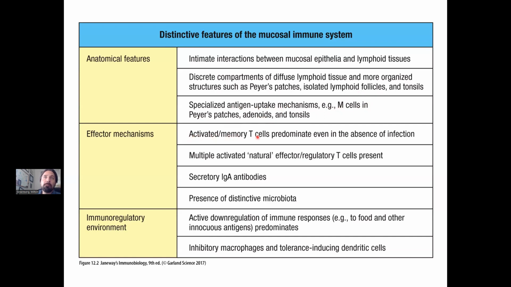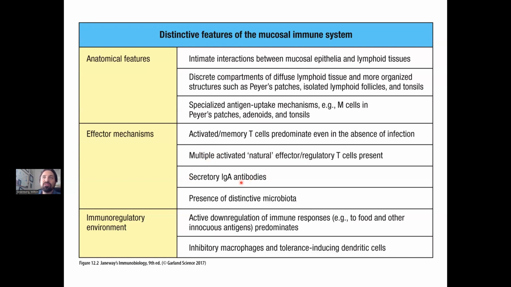So we have activated and memory immune cells that can dominate and predominate even in the absence of infection. We have multiple activated natural effector and regulatory T cells present. What do I mean by this? Inside our gut there are so many microbes, and these microbes have molecular patterns that are there to activate immune cells. And these immune cells can be activated in certain ways, depending on exactly what is happening with the entire system.